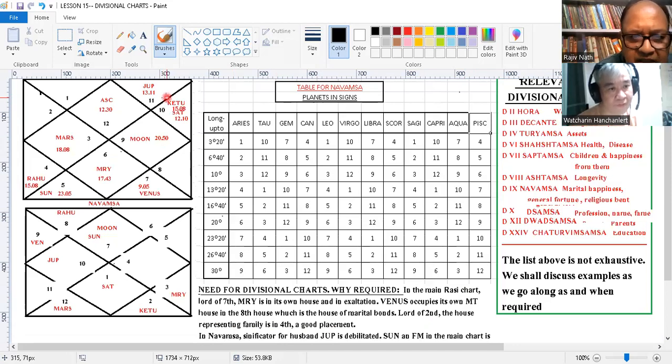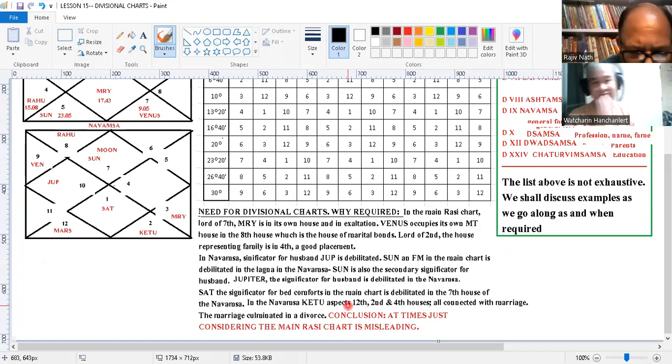Lord of the 12th house in the main chart is Saturn. The 12th house plays a role in marriage. It is the significator for bed comforts. So that Saturn, here in the Navamsa, has become debilitated in the 7th house because it is in Aries in the Navamsa. So now we are seeing why the Navamsa is to be studied. Saturn, the significator for bed comforts in the main chart, is debilitated in the 7th house of the Navamsa.